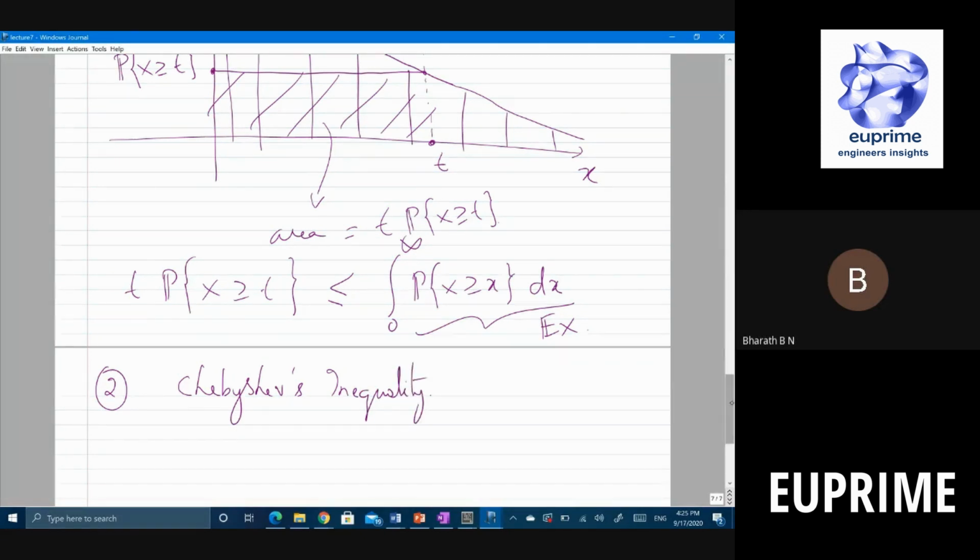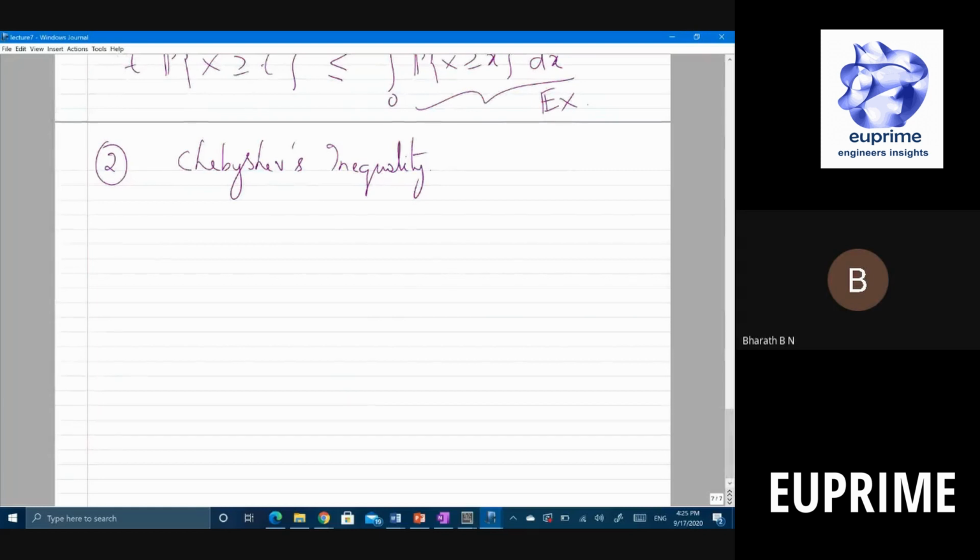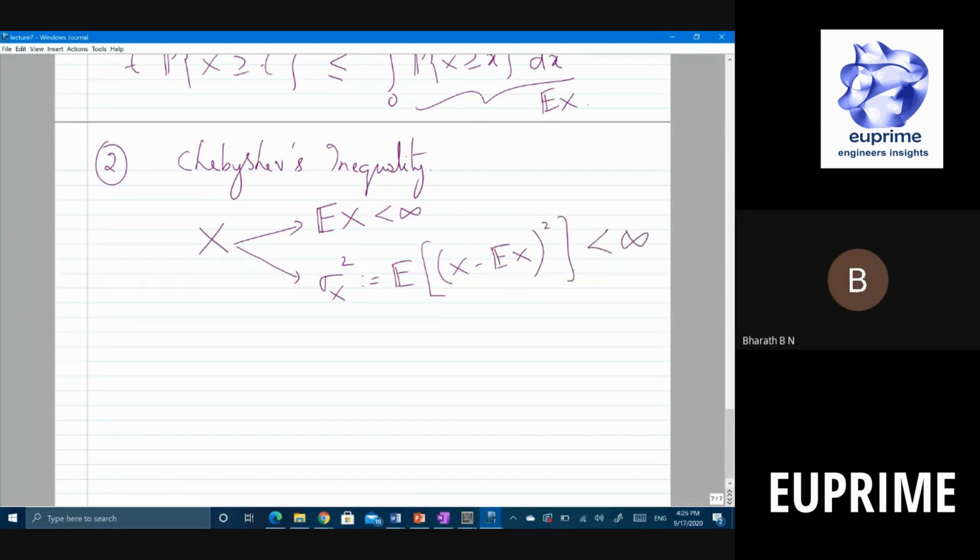Okay. So let's modify this a little bit. You have x, a random variable, any random variable. It need not be non-negative. And let's say the expected value of x is finite. So you have this finite expected value, and the variance, which is defined as the expected value of (x minus expected value of x) whole squared, is also finite. Okay, let's assume that.